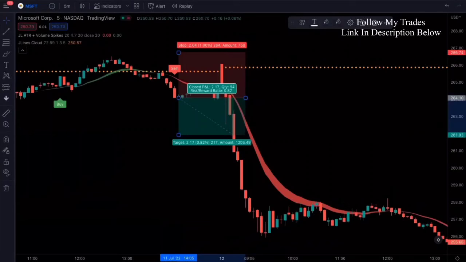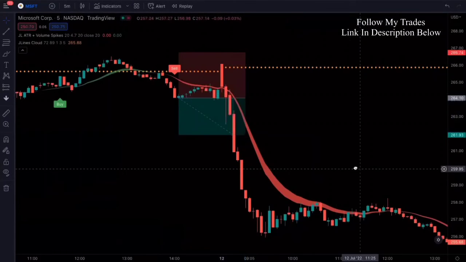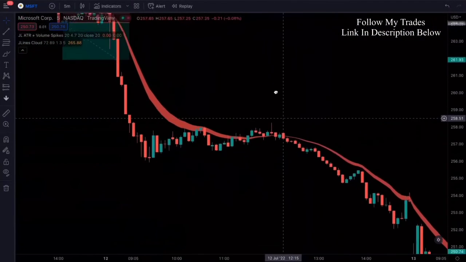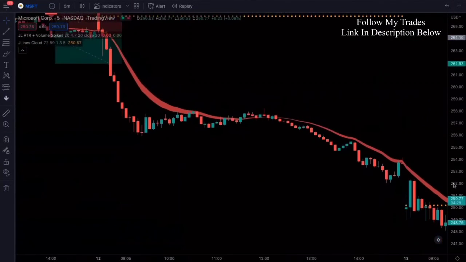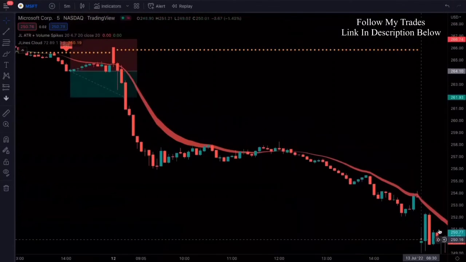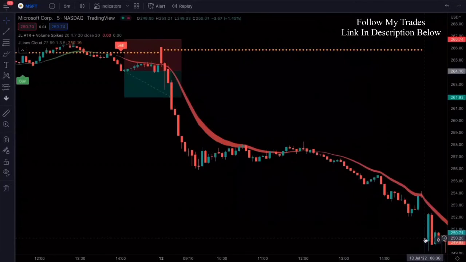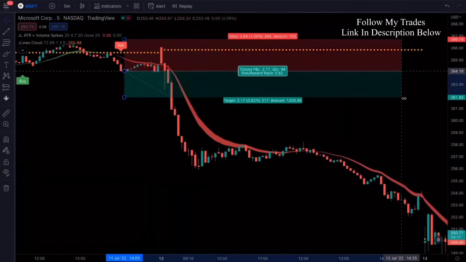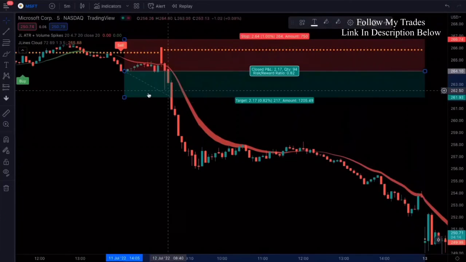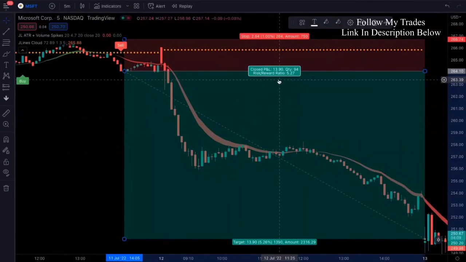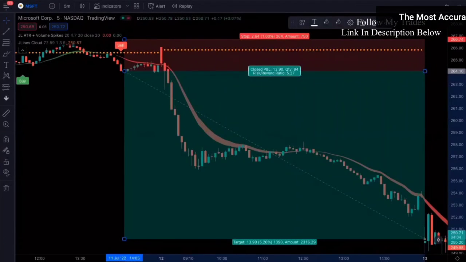And on here, let's see where the next yellow dotted line gets created. Oh, right over here. So let's go all the way to here. Right. That is a risk to reward ratio of 1 to 5.27. All right. 5.27. That's insane.